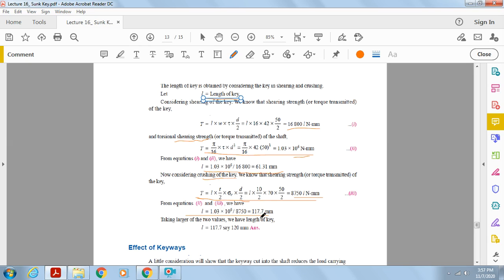So first of all we have got L equal to 61.31 considering the shearing, and L equal to 117.7 considering the crushing. So we will take the greater one. So finally the length L can be selected as 120 millimeter.